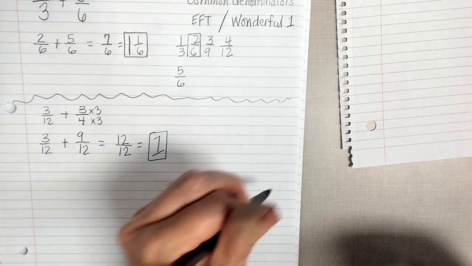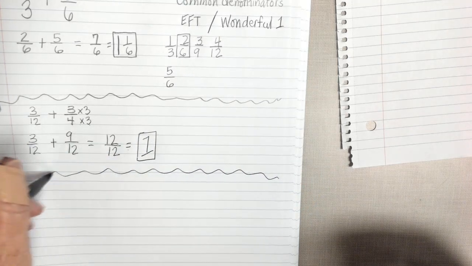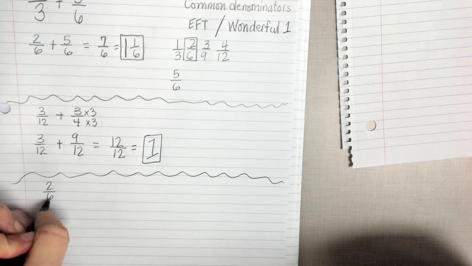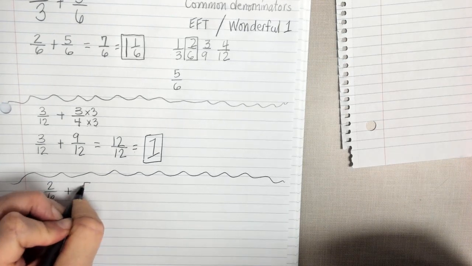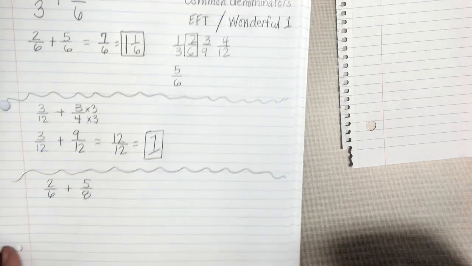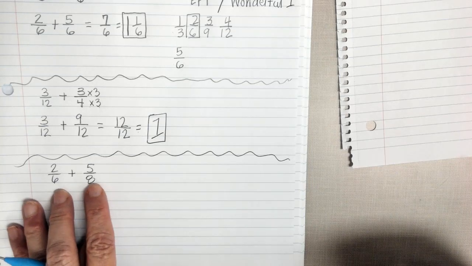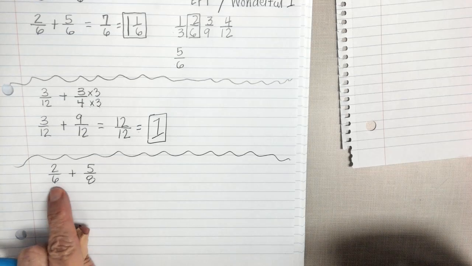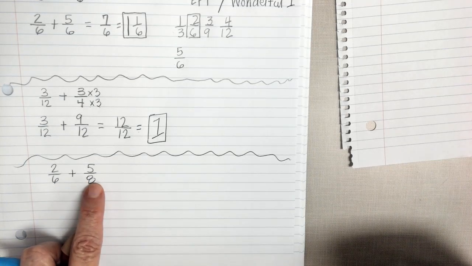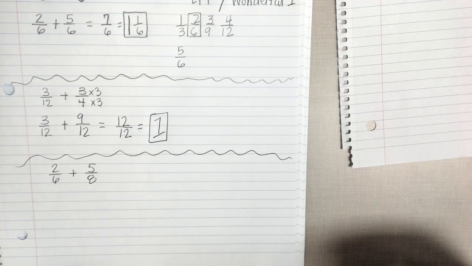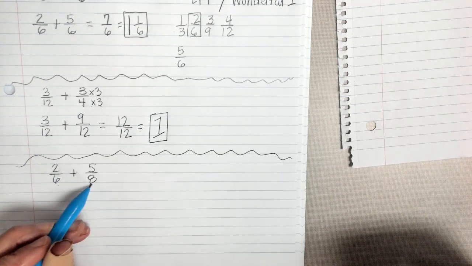Let's do one more example. One more example. This time we're going to try 2/6 plus 5/8. Alrighty. So I noticed right away I do not have common denominators. I have 6 and I have 8, and I can't count by 6s and get to 8, and 8 is much bigger than 6. So this is where I need to think about a common number that they share. A common number that both 6 and 8 share.